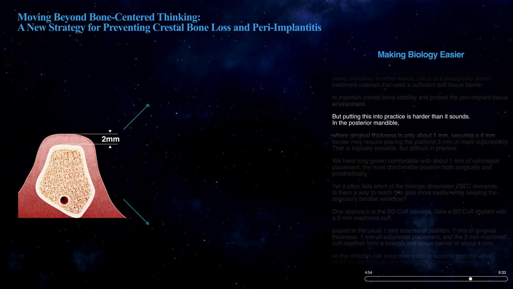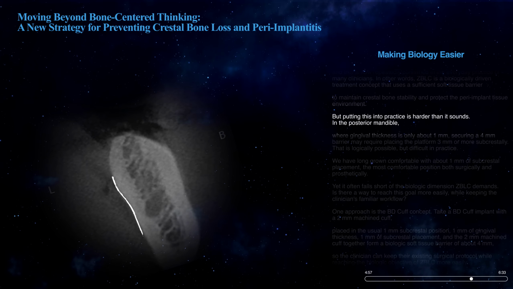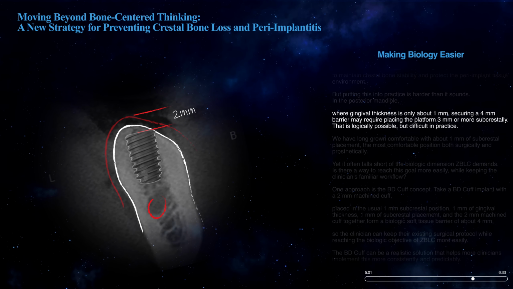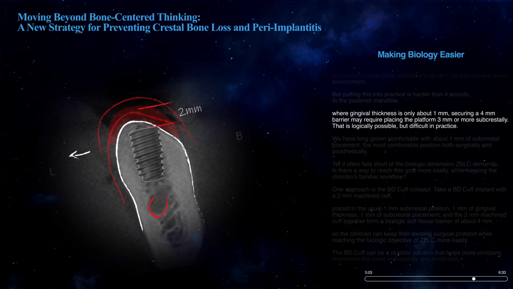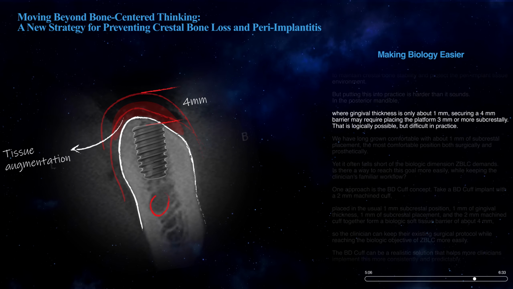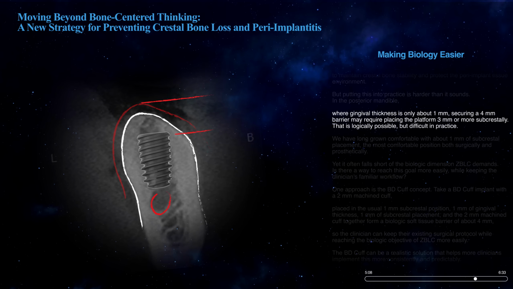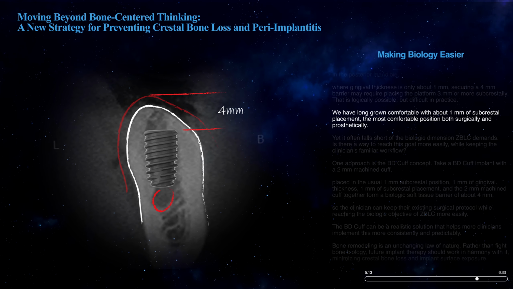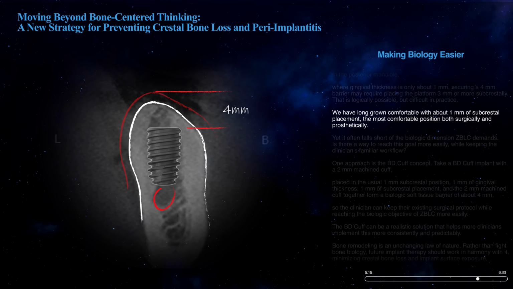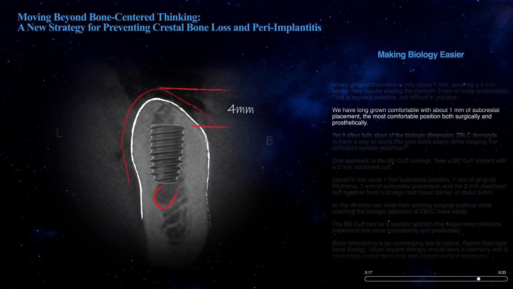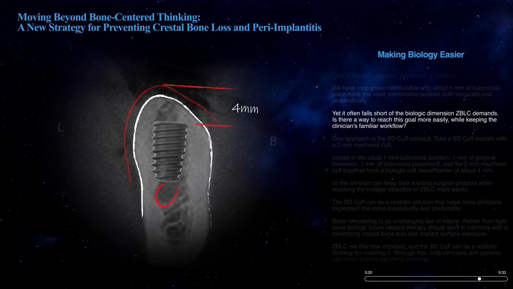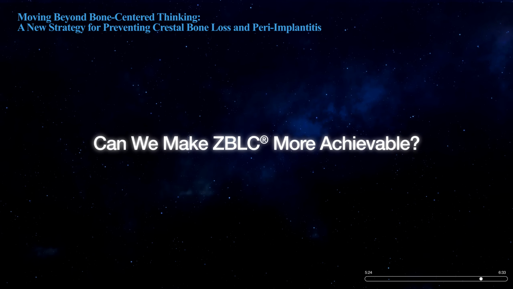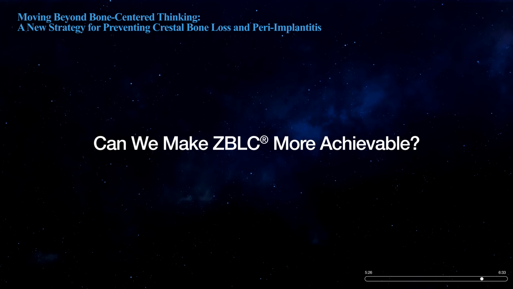But putting this into practice is harder than it sounds. In the posterior mandible, where gingival thickness is only about 1 millimeter, securing a 4 millimeter barrier may require placing the platform 3 millimeters or more subcrestally. That is logically possible, but difficult in practice. We have long grown comfortable with about 1 millimeter of subcrestal placement, the most comfortable position both surgically and prosthetically. Yet it often falls short of the biologic dimension the ZBLC concept demands. Is there a way to reach this goal more easily while keeping the clinician's familiar workflow?